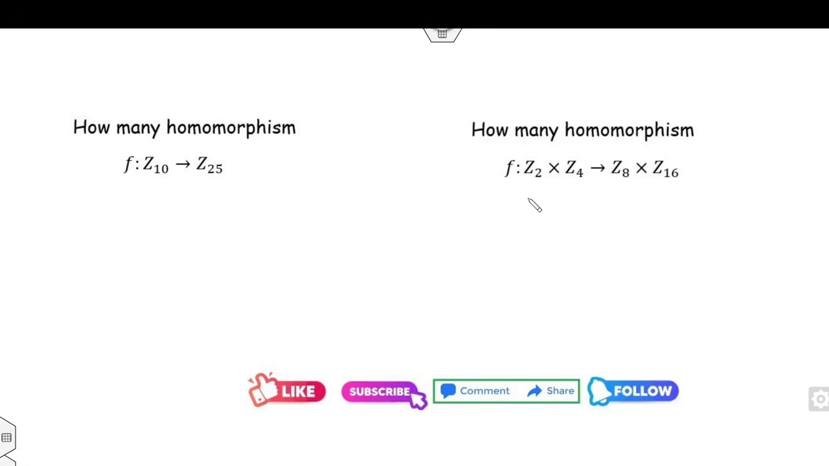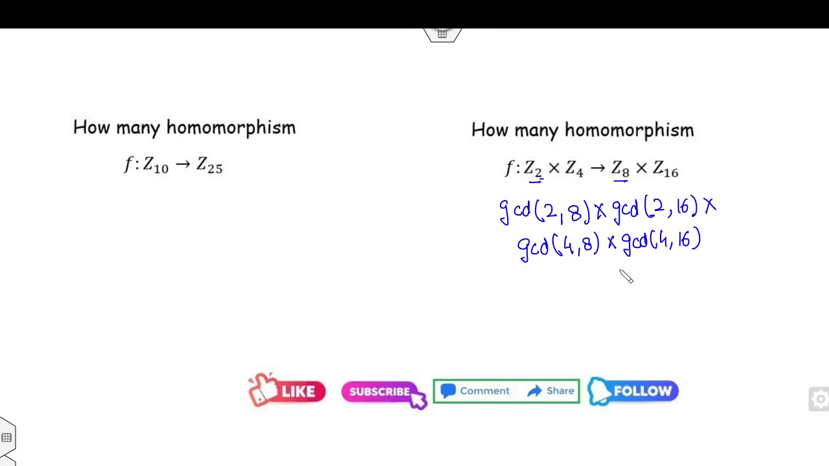How many homomorphisms are there from Z2 × Z4 to Z8 × Z16? That's GCD of 2 and 8 multiplied by GCD of 2 and 16 multiplied by GCD of 4 and 8 and GCD of 4 and 16. So what is the GCD of 2 and 8? 2. GCD of 2 and 16? 2. GCD of 4 and 8? 4. This is also 4. So that is 4, 16, 64 is the right answer of this problem.